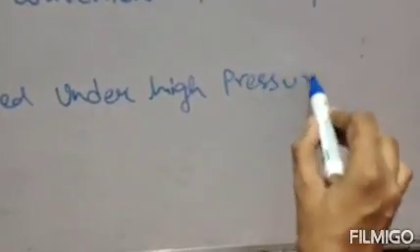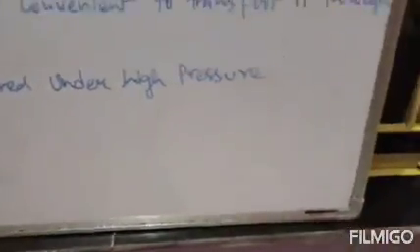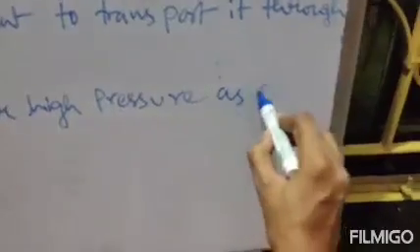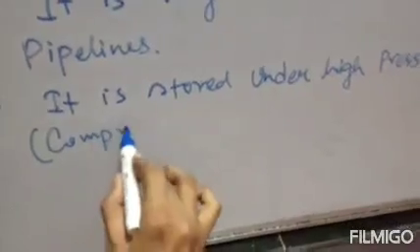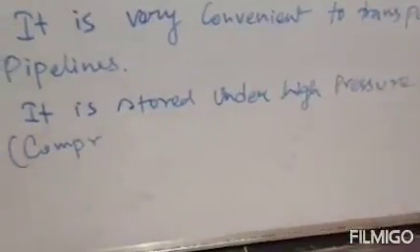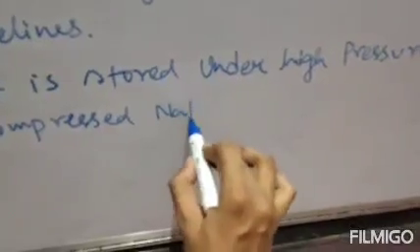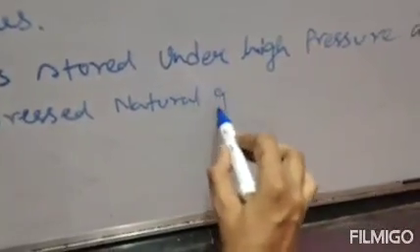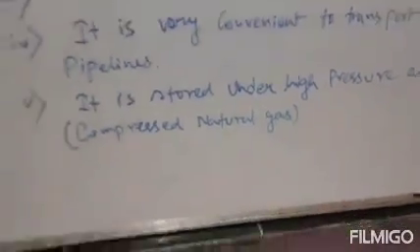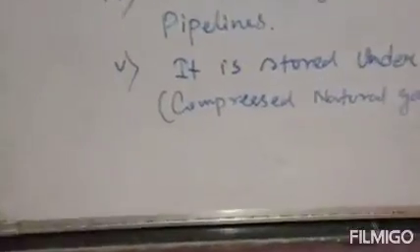It is stored under high pressure as CNG. The full form of CNG is compressed natural gas. It is actually a natural gas, but it is in compressed form, that is high pressure form. Compressed natural gas. Clear? Last, it is very less polluting.